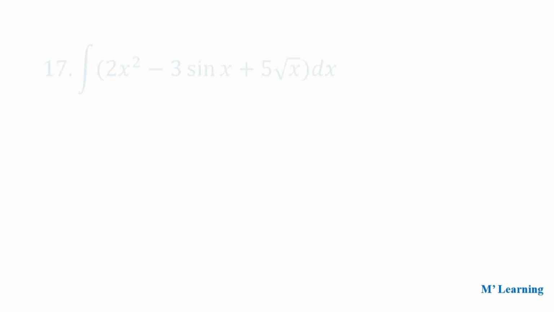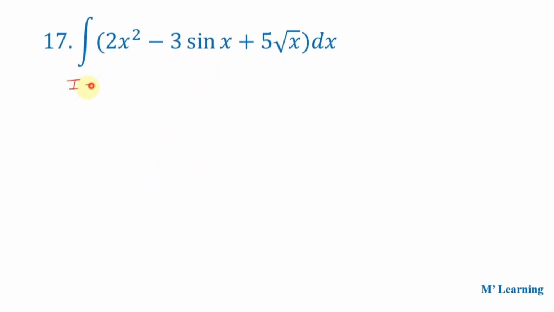Now next question is question 17, which is I equals integration of 2x square minus 3 sin x plus 5 root x. Now instead of root x, we are writing x to the power half, dx. So let's start integrating this. So 2 is coefficient, it will remain same. X square के लिए we will use the x to the power n identity, which is x to the power n plus 1 by n plus 1 plus c.